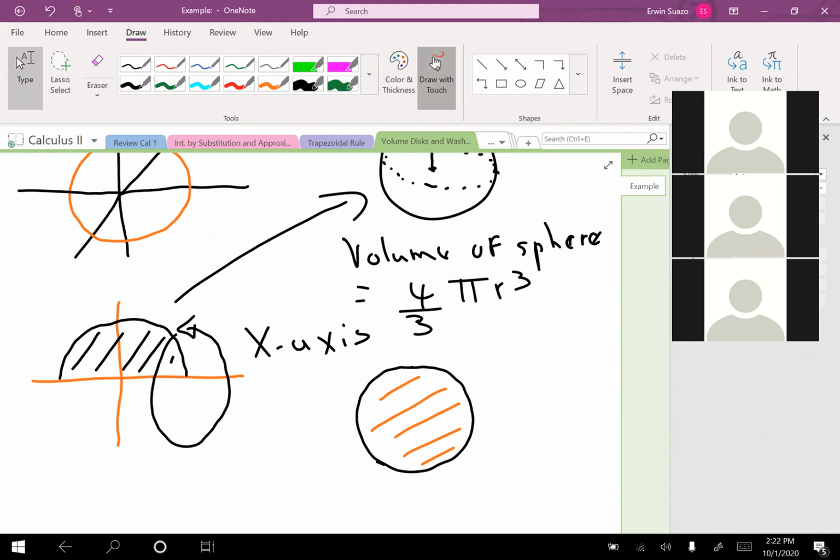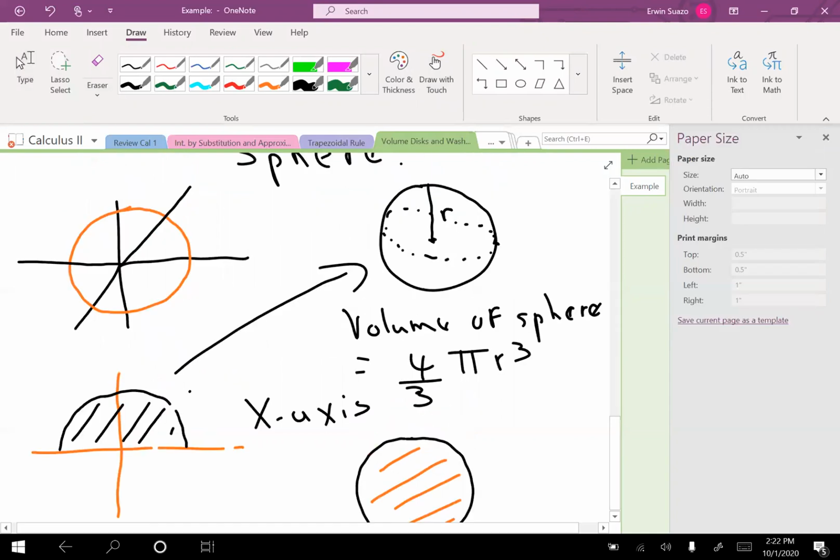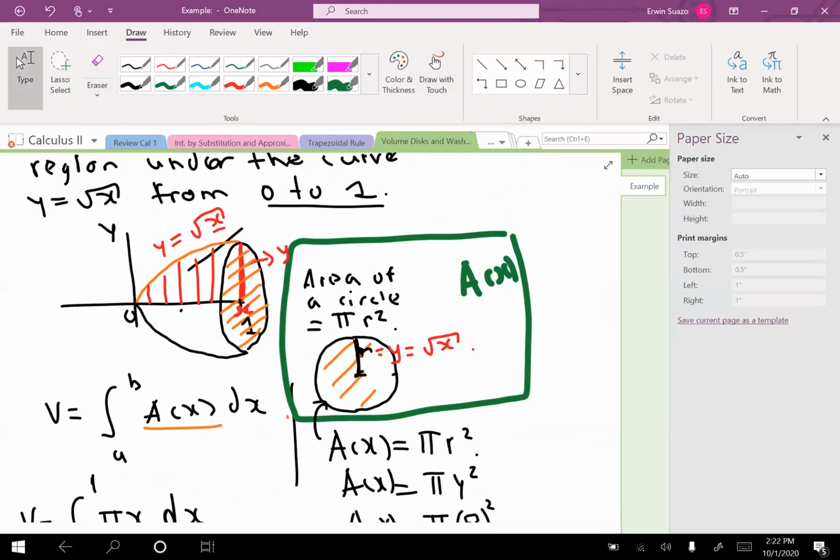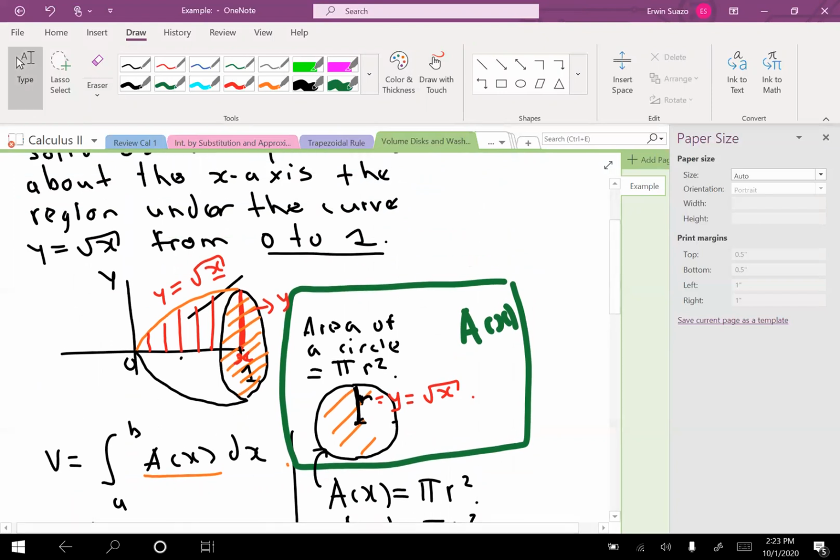So basically we are pretty much in the last example. That's why I did the last example first. Books usually do this one first. I like the other one because it is easier. So what do we do? We know the circle, but fundamentally we need the y. So here they tell us the y. Y was the square root of x.